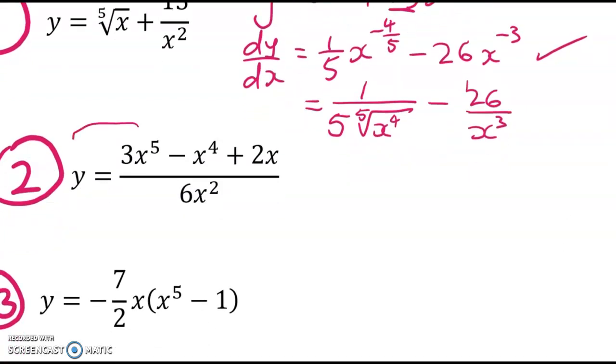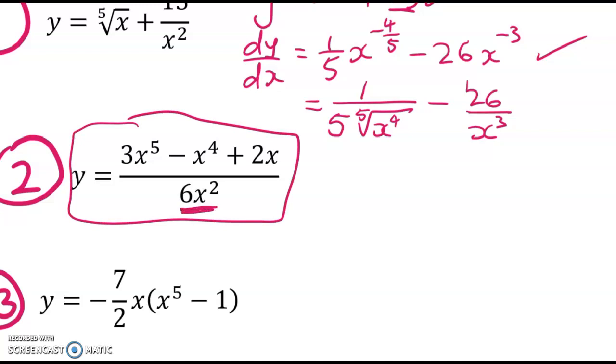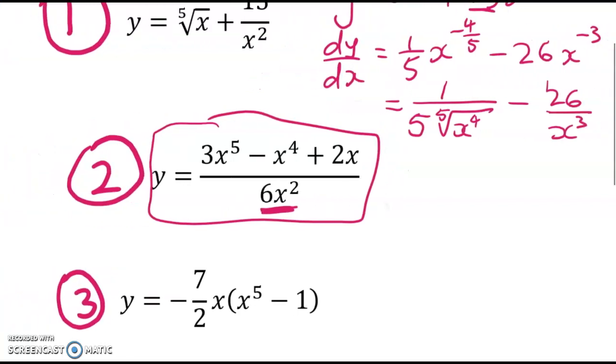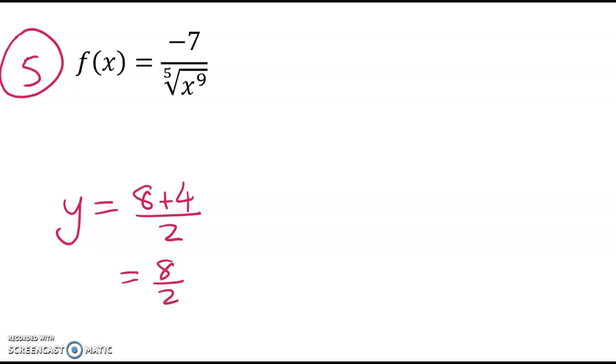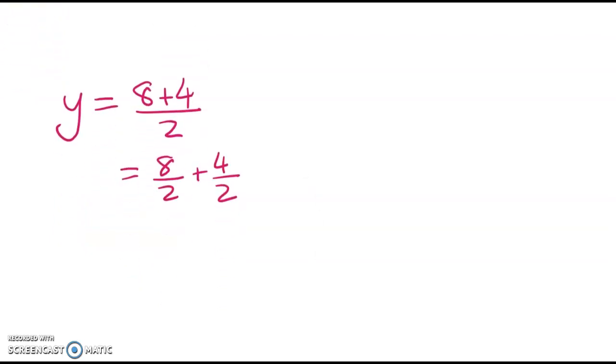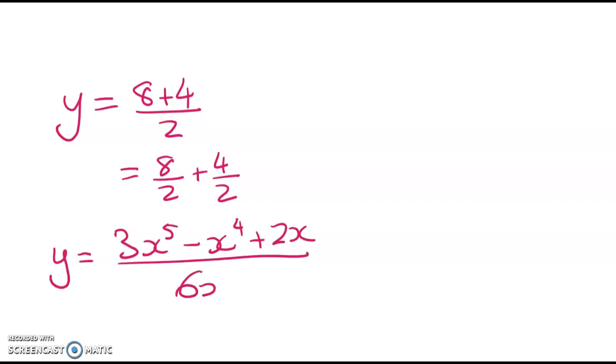Now this next one looks awful until we spot that we've just got one term in the denominator. So what does that mean? Well, I'm just going to take some space and do this one down here. If you think about, suppose that I have y equals 8 plus 4 divided by 2, then that's the same as 8 divided by 2 plus 4 divided by 2. The same thing works with variables. So if y is equal to this, then I can split this up.